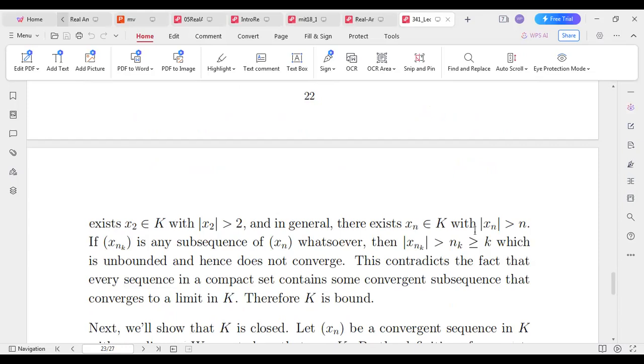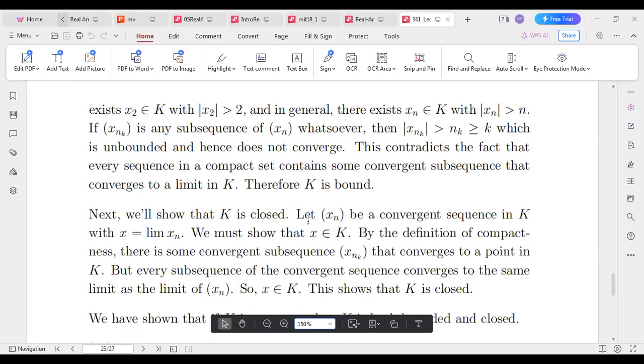If x_nk is a subsequence of xn, then the absolute value of the subsequence will be greater than or equal to k, which is unbounded and hence does not converge. This contradicts the fact that every sequence in a compact set contains a convergent subsequence that converges to a limit in K. Therefore, K is bounded. Okay, this is why it must be bounded.